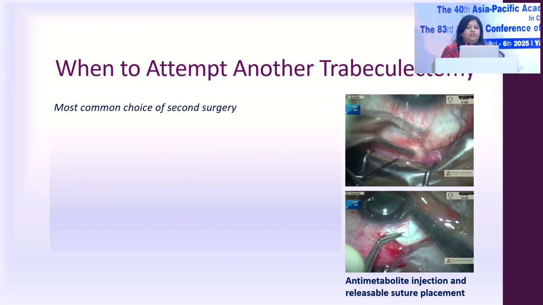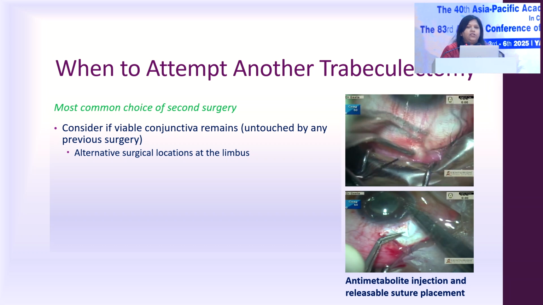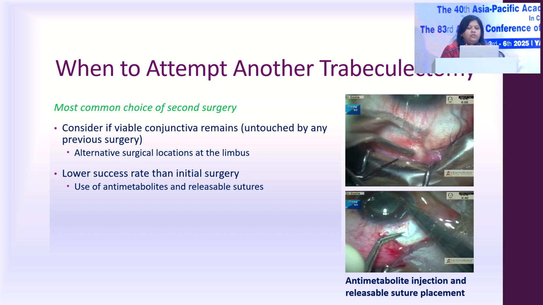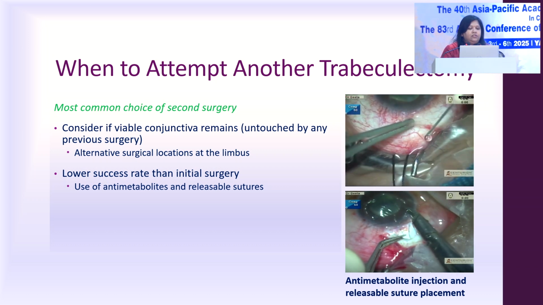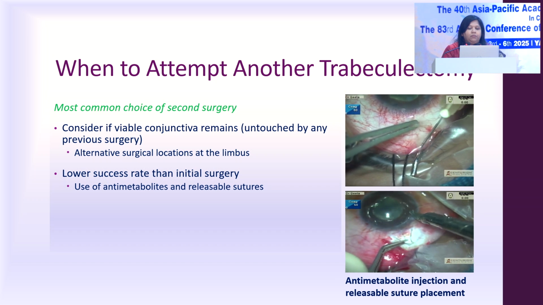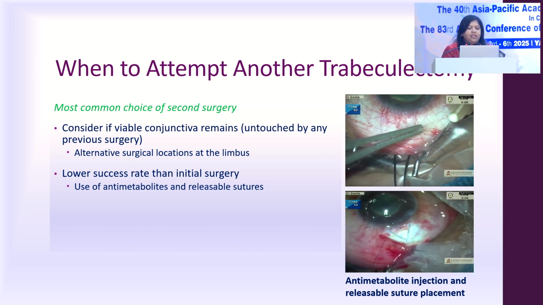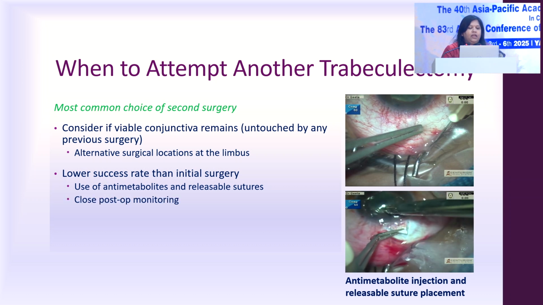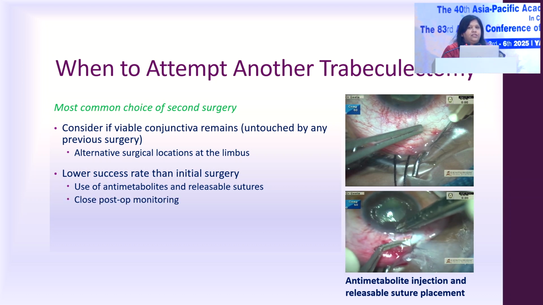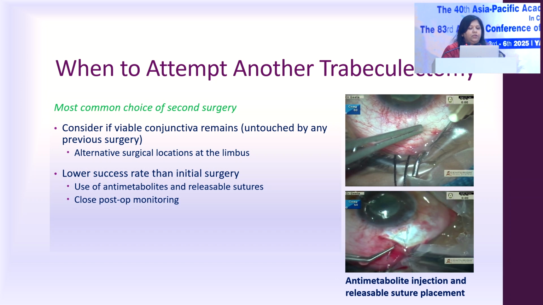When to attempt another TRAB? TRAB is the most common choice of second surgery. It must be considered if we have viable conjunctiva that is untouched by any previous surgery, and if there are alternative surgical locations at the limbus. There is a lower success rate than the initial surgery, and use of antimetabolites, that is mitomycin C injections, and releasable sutures will definitely enhance the success. Close post-op monitoring is very essential. You may have to see them on a weekly basis.